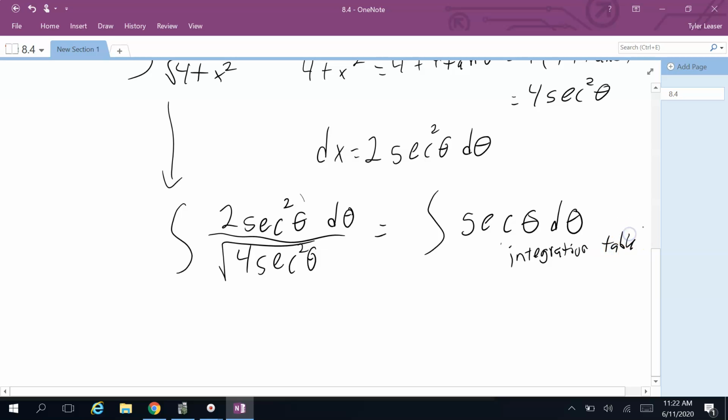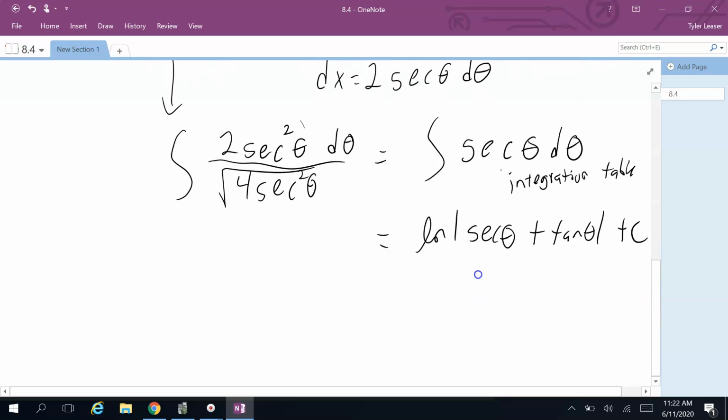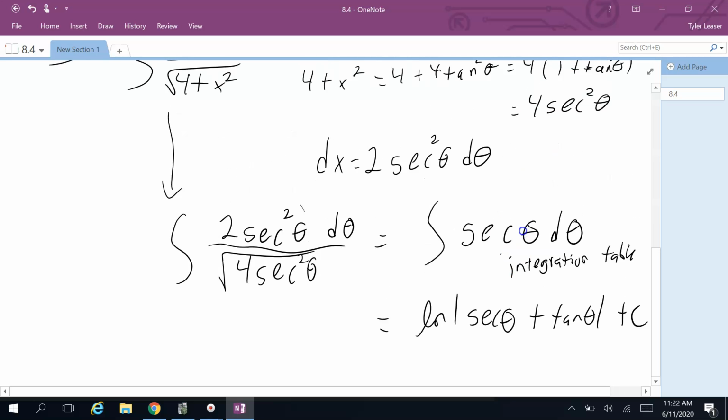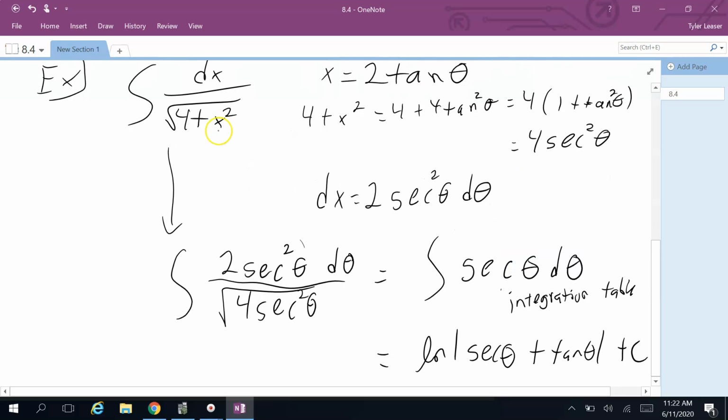So go to the integration table that I gave you guys, and look up the integral of secant. This ends up being the natural log of the absolute value of secant plus tangent, plus c. Okay. But we are not done, right? This is the antiderivative, but this is the antiderivative in terms of theta. Our original integral was in terms of x. So I need to substitute out the thetas for x. And we're going to do that using our substitution equations over here.